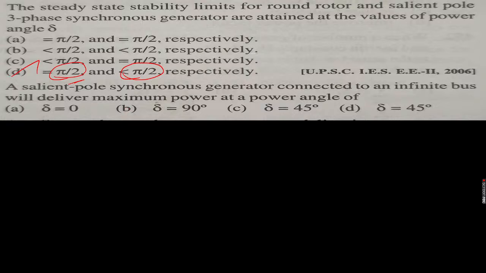The next question is: a salient pole synchronous generator connected to the infinite bus will deliver the maximum power at an angle of dash. It is somewhat the same question, right? But again, salient pole. What will be the answer? I think they made some mistakes in the options. See, option C and option D are both 45 degrees. Yes, they have made some mistakes.